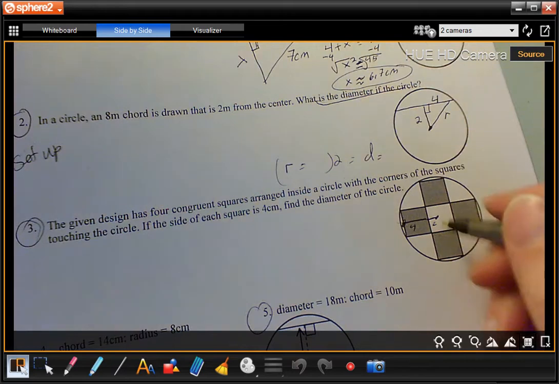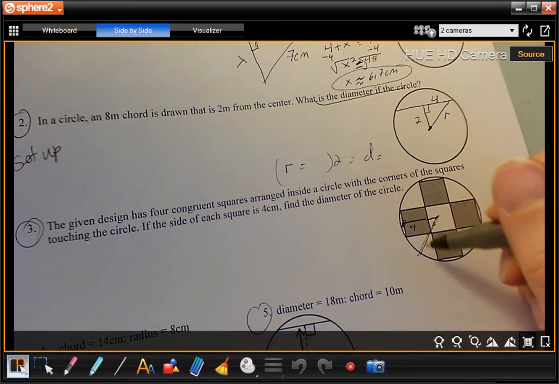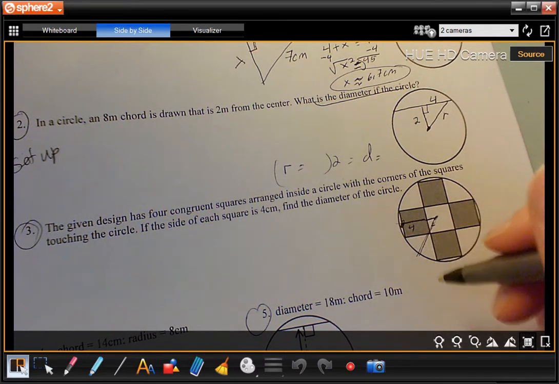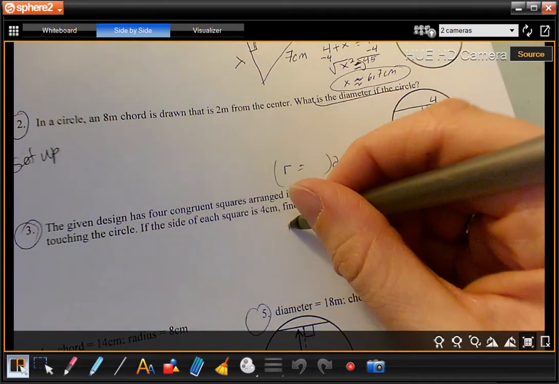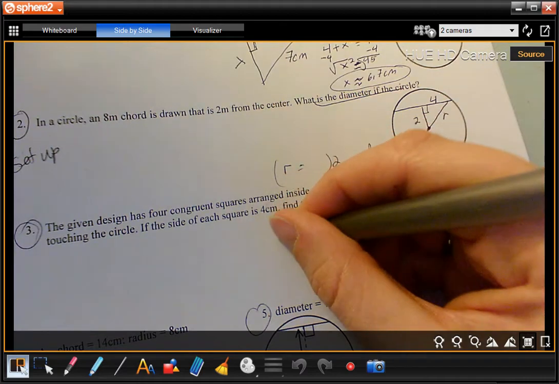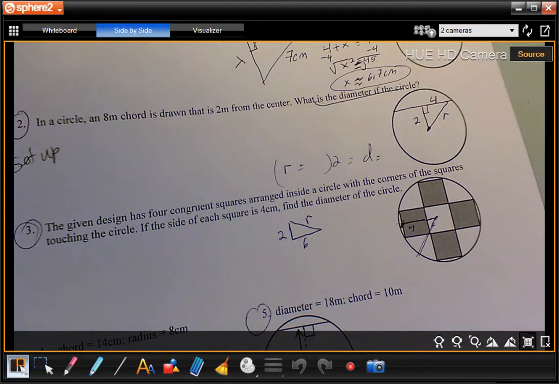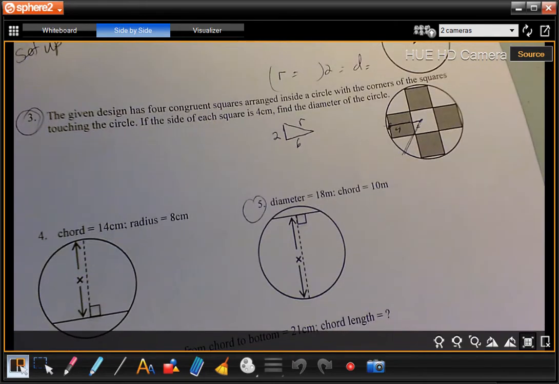Because I don't know the radius, because the radius would go here. Okay? So I also know that my length is going to be 2. So I end up with a nice triangle, 2, 6, and I'm finding that radius right there. Okay. We're going to do number 5 and number 7 below.